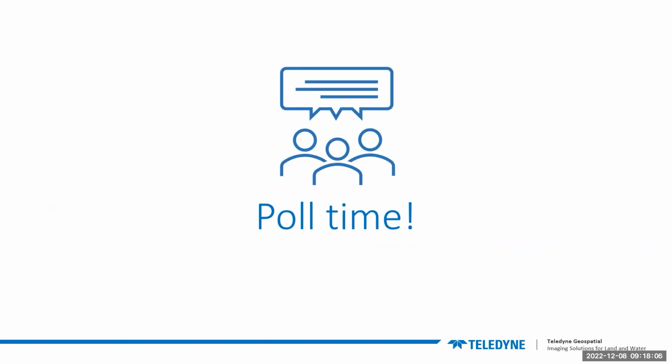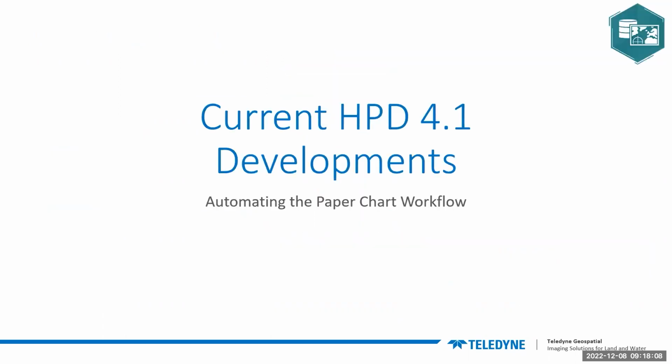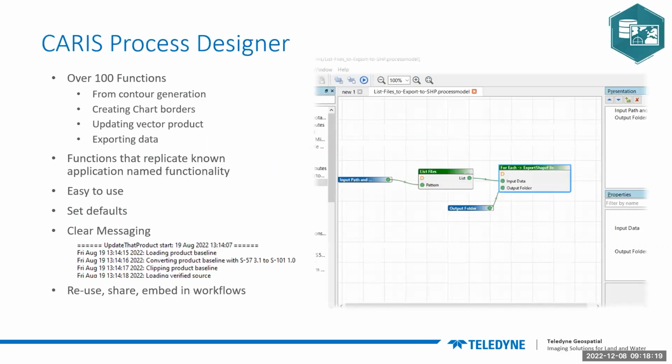So the second part of the presentation is all about what we have been doing in HPD to aid this automation of paper charts. As I alluded to, hopefully everybody who is here today was able to join us for the ENC automation demo. If not, you can head over to our website and just put in your email address and you can view the webinar that we did a couple of months ago.